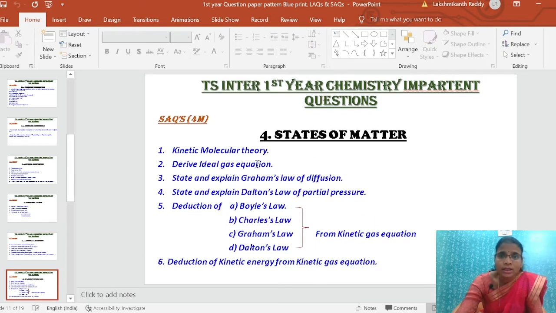Okay. Next, states of matter. Kinetic molecular theory. Derive the ideal gas equation. State and explain Graham's law and Dalton's law of partial pressures. Next, deduction of Boyle's law, Charles' law, Graham's law, Dalton's law from the kinetic gas equation, KGE. Next, deduction of kinetic energy from the kinetic gas equation.